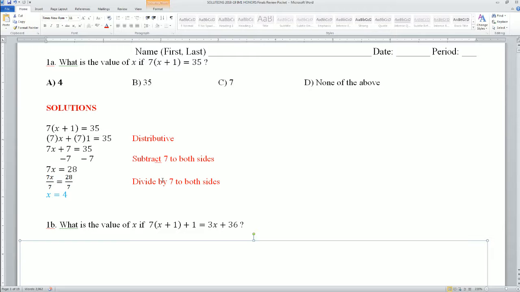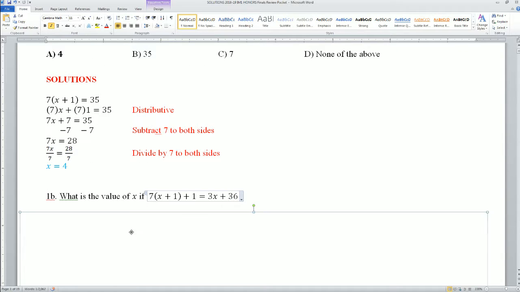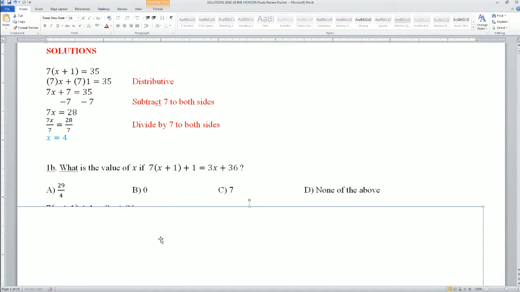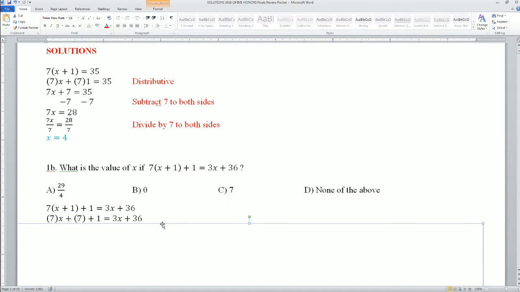1b and 1a are really the same. You have the 7 parentheses x plus 1, but there's some other stuff here. There's a plus 1 here, and you have an extra variable and a 36 here on the right hand side. But again, we do the same process. First step is always to write the equation. Next, I am going to distribute. So this is the distributive step here.